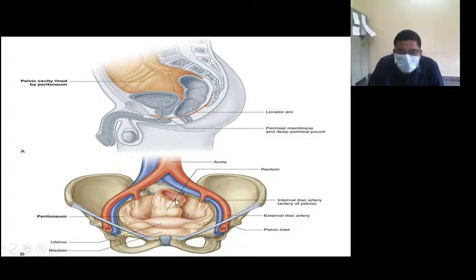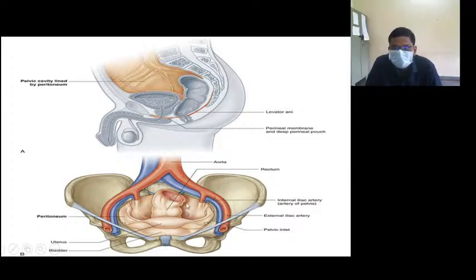Along the sacrum, you can see the coils of the sigmoid colon and also the rectum, which is going down. In between this rectum and the urinary bladder, you can see the female reproductive organs, that is the uterus. Along with this, you can also see other important vessels coming here.